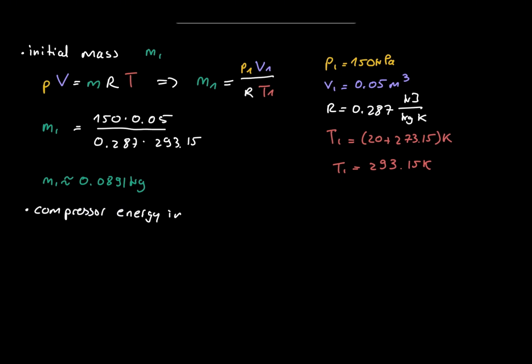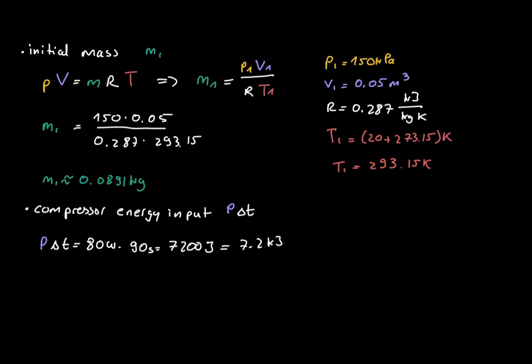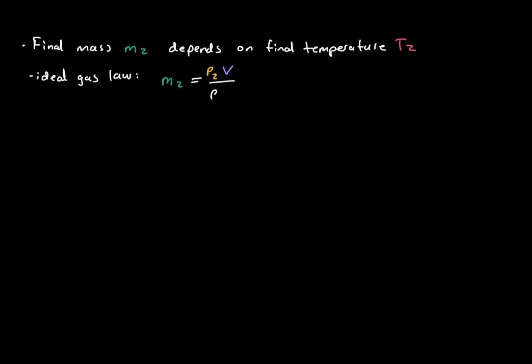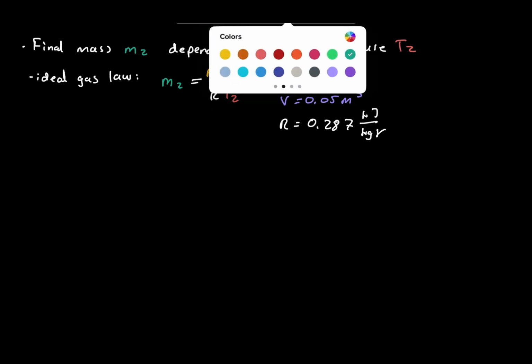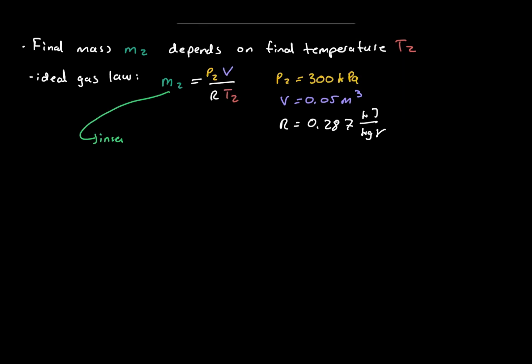Next, we calculate the total energy added by the compressor. Power times time gives us the energy input. Now comes the key step. The final mass depends on the final temperature through the ideal gas law. So, the mass and the temperature are coupled. This means we cannot solve them separately. We insert the expression for the final mass into the energy equation.